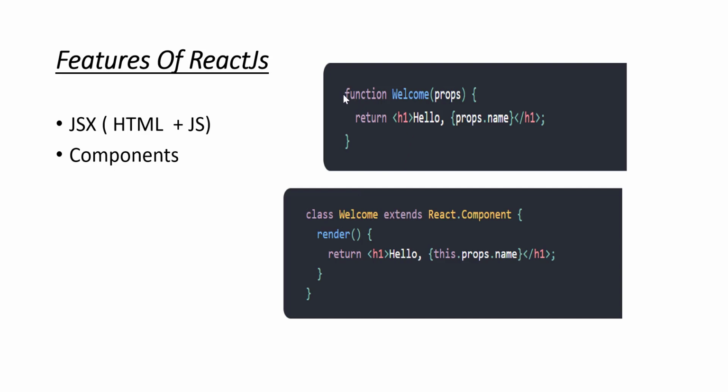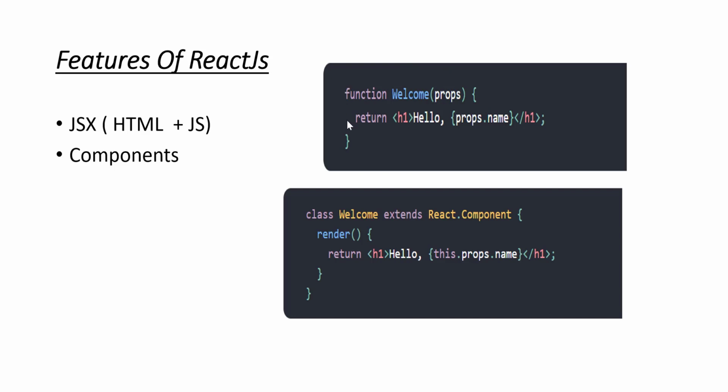In the functional component definition, it is a normal JavaScript function which takes arguments as input and returns what is called JSX. Here you see clearly this h1 hello is the HTML tag, and props.name is a JavaScript variable. In curly braces we can write JavaScript, and JSX evaluates that JavaScript and gives the complete h1 tag with the evaluated value as output.